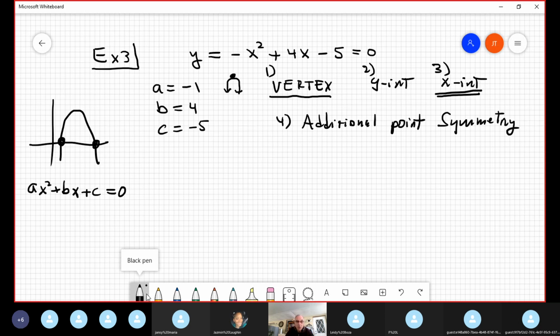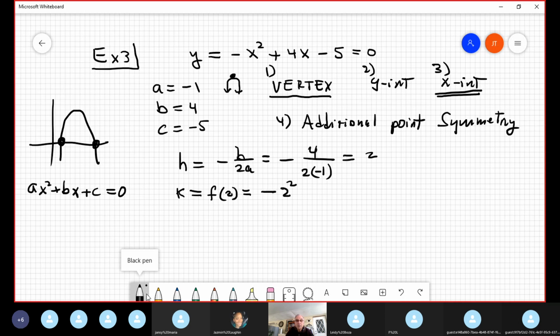Okay, vertex. The formula is h equals minus b over 2a. In our specific example, b is 4, and a is -1. Be careful, we have a double minus, and a double minus becomes positive. So the final answer is positive. 4 divided by 2 is 2. This is the h value. In order to find the k value, you evaluate the function at 2. In other words, you replace x with 2. So minus 2 squared plus 4 times 2 minus 5.